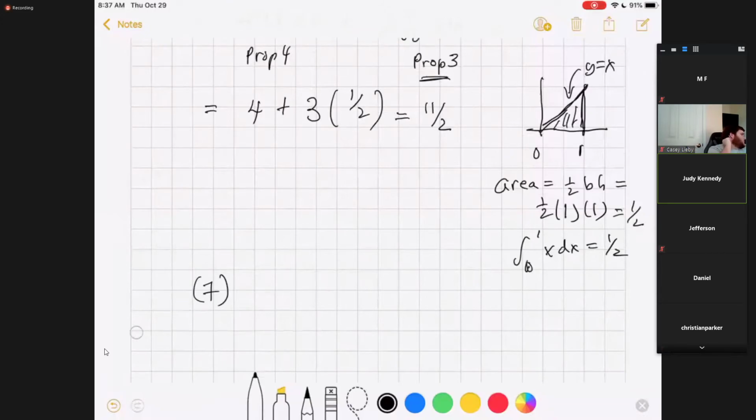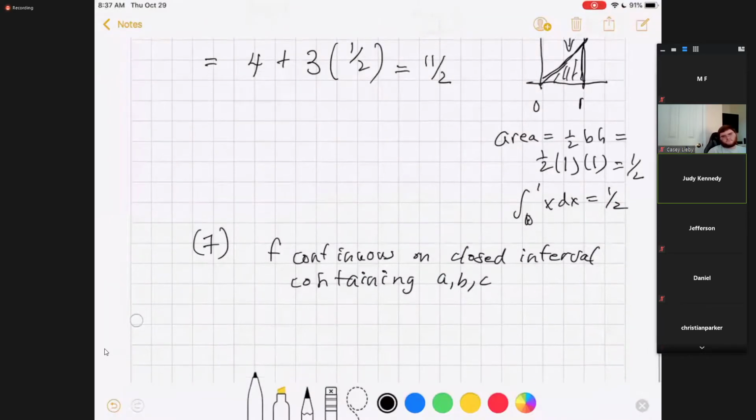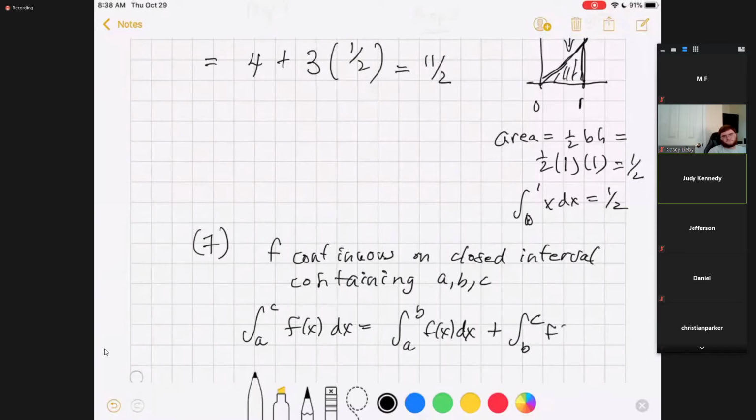If f is continuous on a closed interval containing a, b, and c, so a little bit more than just the interval from a to b, then the definite integral from a to c is the integral from a to b plus the integral from b to c. Now, what does that say?